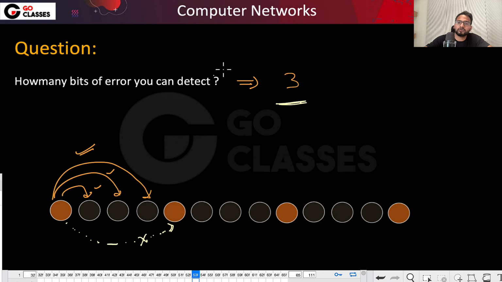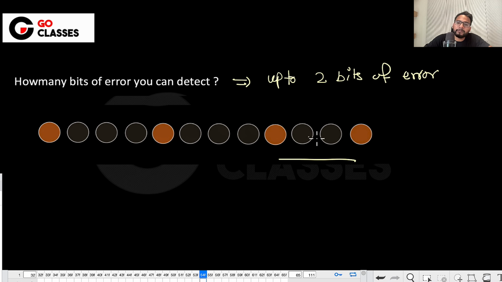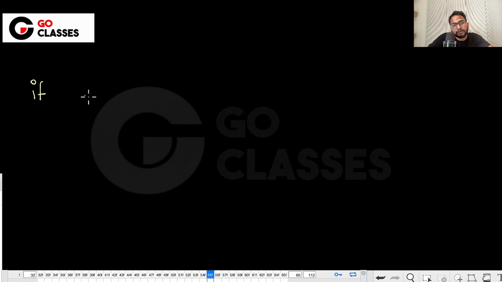See, here also you can obviously use the word 'up to' 3 bits of error. I hope you are getting how to find this out, right? So if the minimum Hamming distance is 3, 1, 2, 3, then up to 2 bits of error you can detect. Why? Because if the minimum Hamming distance is 3, the number of invalids in between is 2. So you can land up in this invalid or in this invalid, and then you can detect, right? So you can say that if D minimum is, let's suppose, S, D minimum means minimum Hamming distance.